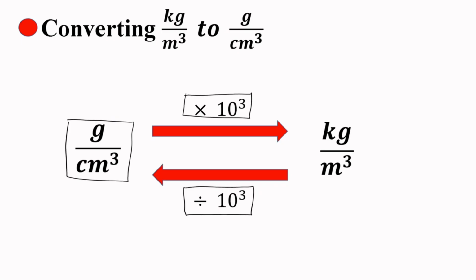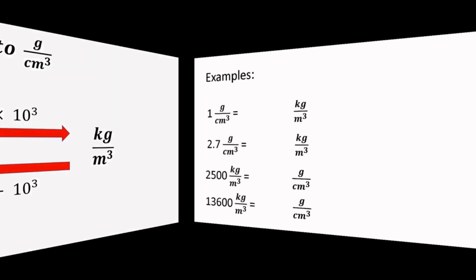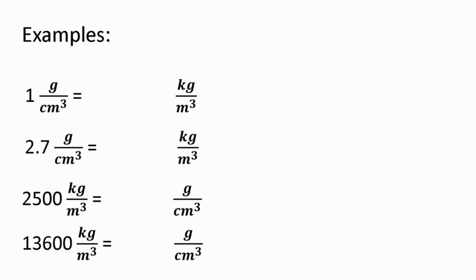Okay, let's solve some examples with each other. The first example that I have is 1 gram per cubic centimeter and I want to convert it to kilogram per cubic meter. This is the density of water. As I told you, when we have gram per cubic centimeter and we want to convert it to kilogram per cubic meter, the only thing that I need to do is multiplying by 1000. So here the answer is going to be 1000.